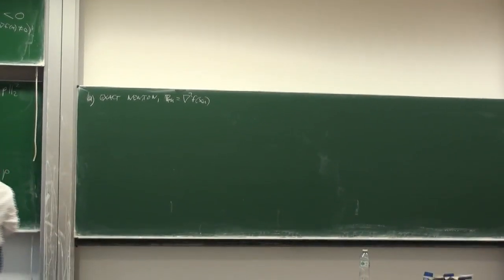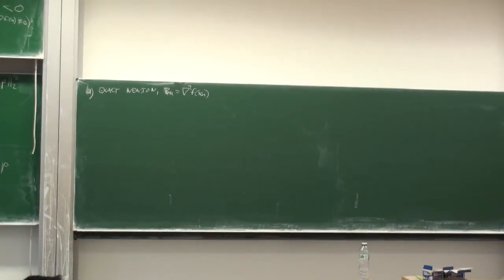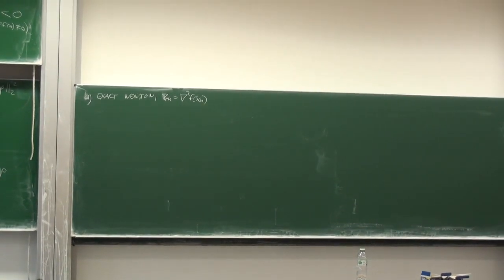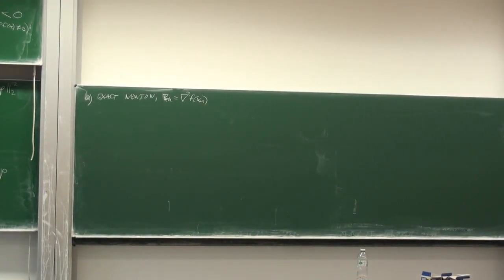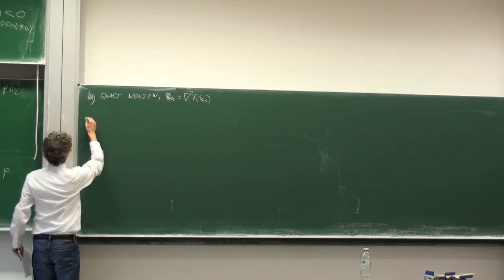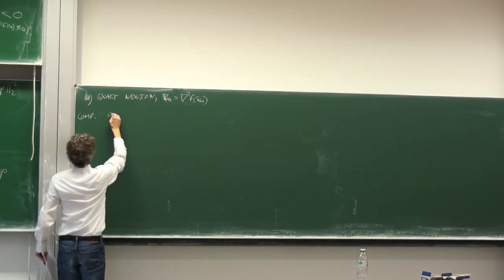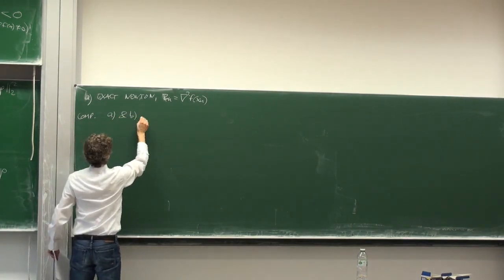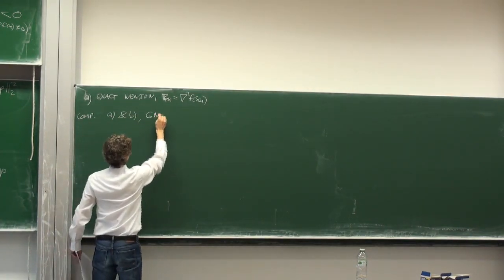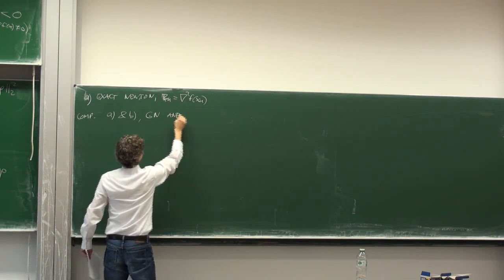Now for the Gauss-Newton method, we have a different setup, and we just use a different B. So the question that we want to compare is actually A and B, Gauss-Newton and exact Newton.